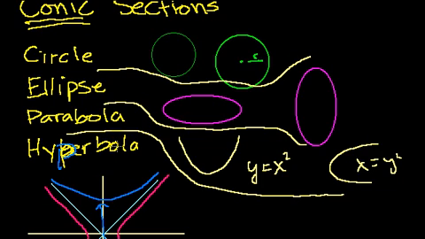They both have bola in their name, and they both kind of look like opened U's, although a hyperbola has two of these opening in different directions, but they look related. But what is the connection behind all of these? And that's frankly where the word conic comes from.